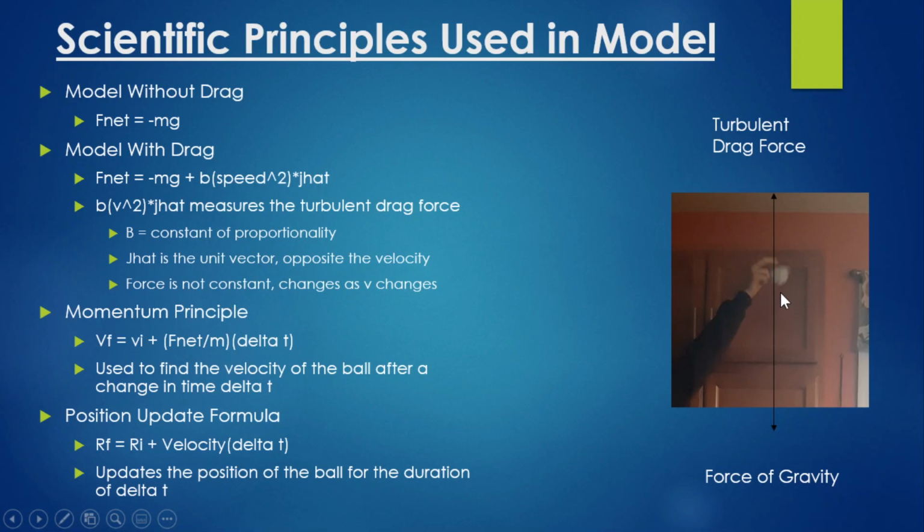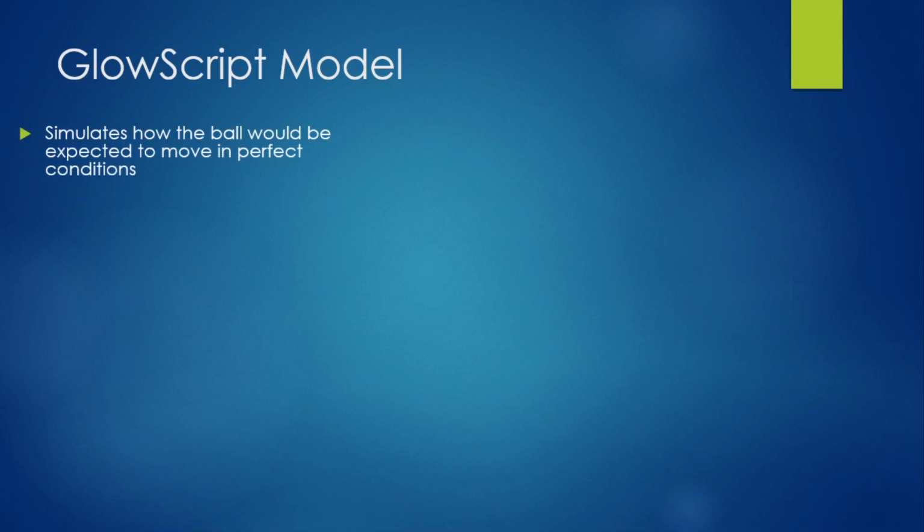As you can see here in the free body diagram, the force of gravity is pulling the object down, but the turbulent drag force is opposing its motion upward. I then use the momentum principle to find the velocity after a time delta t, and use that velocity to update the position. So using the position update formula, it updates the position of the ball during duration delta t. Now my GlowScript model simulates how the ball would move in a perfect world.